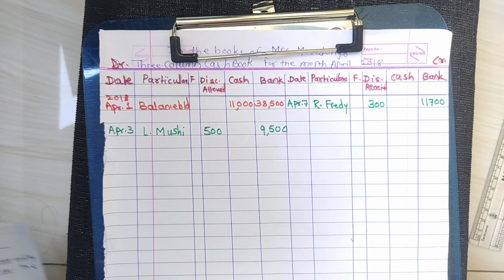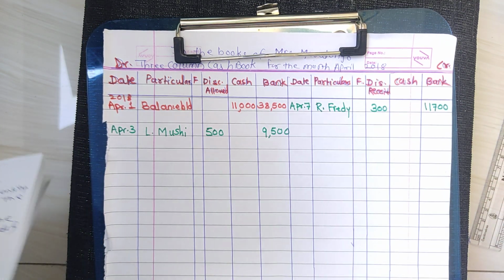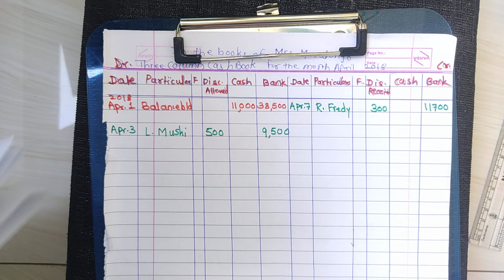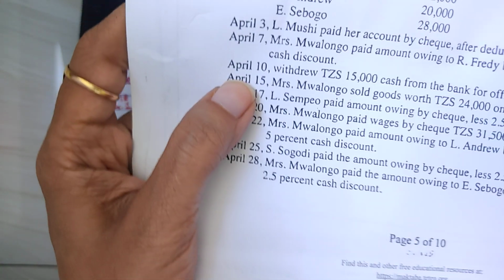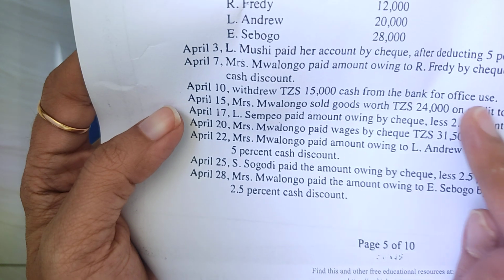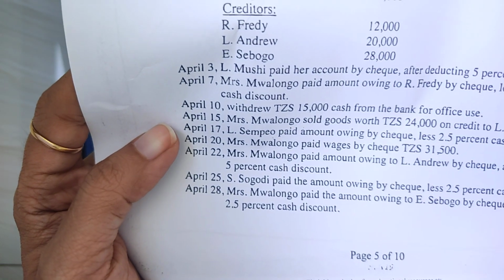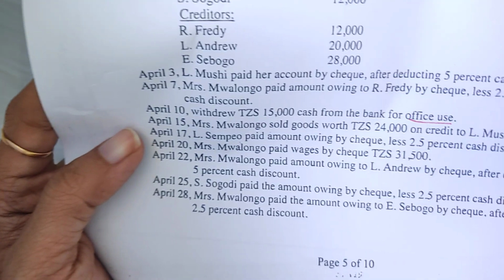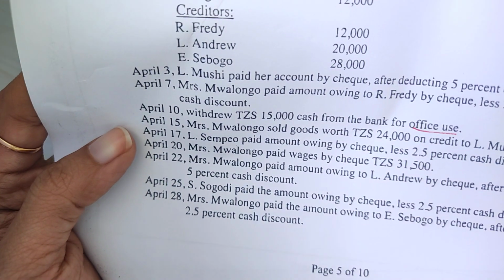Just we have calculated. Okay, see student, if you don't understand, you can pause the video, make your own calculation, but do the calculation on your own and then cross check. Okay, if you want to revise the video, you can revise again, but try to understand this cash book. It is very important. Now next, April 10, withdraw 15,000 cash from bank for office use. This word is very important. For office use, for office use. If it is personal use, then it becomes drawing.